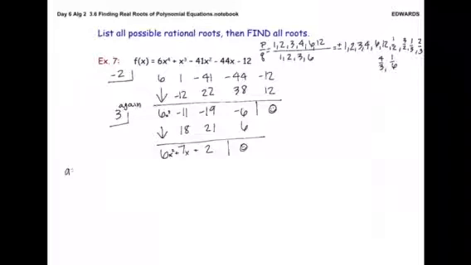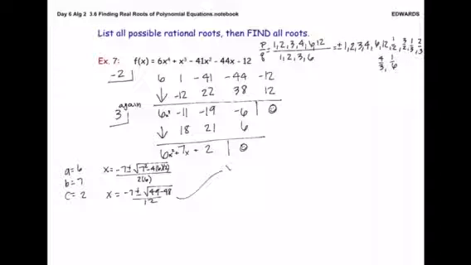We can then list our A, our B, and our C. The quadratic formula is the one thing that we know works every single time. So when we plug that in, x equals negative b plus or minus the square root of b squared minus 4 times a times c all over 2a. So I get x is equal to negative 7 plus or minus the square root of 49 minus 48 over 12, which simplifies to x equals negative 7 plus or minus square root of 1, which is just 1.